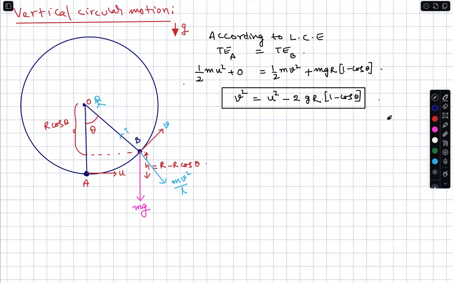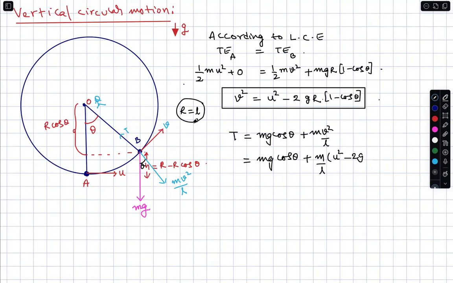Can you please give me the relation for tension? Anyone in the class? T is equal to mg cos theta, that's it, plus mv square by L. So therefore, this is mg cos theta plus m by L times v square, which means u square minus 2g, or in fact, R is nothing but L here. Length of the rope, radius of the circle.